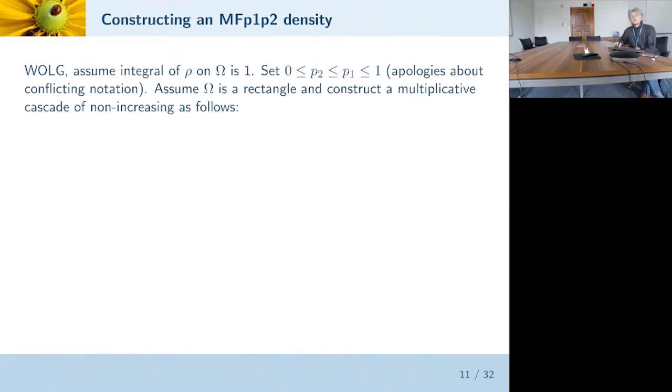P1 is not smaller than P2, and both can be interpreted as probabilities. Unfortunately, this P sub 1 and P sub 2 is of course different from the P sub I from before. We assume that omega is a rectangle. We construct a multiplicative cascade as follows.